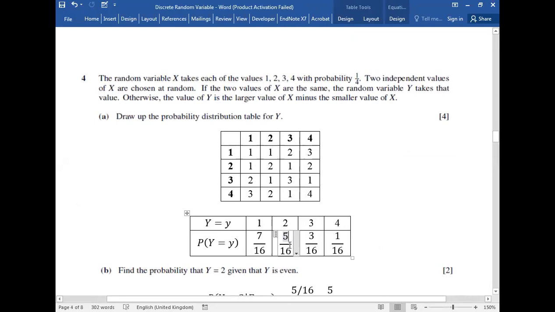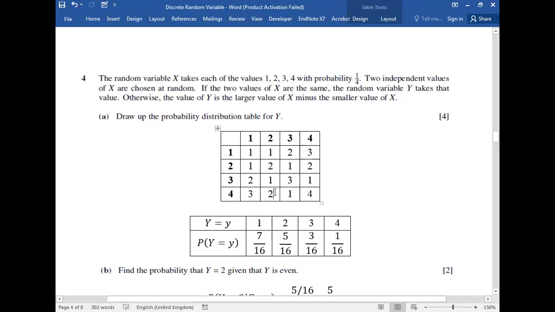For 2 it is 5 over 16. For 3 it is. And for 4 it is. Now the question is telling me find the probability that y is 2, given that y is even. This is a conditional probability question. So in the denominator, I'll write the probability of y being even. What is the probability that y is even? 6 over 16. And the numerator, the probability of getting a 2, which is 5 over.